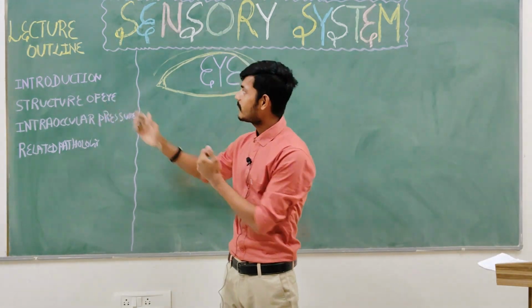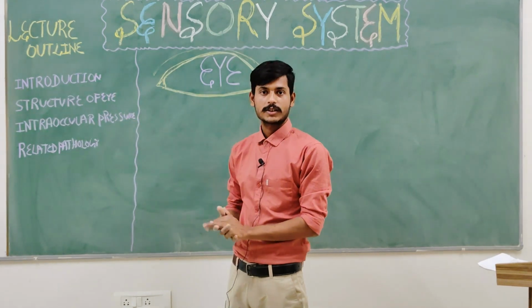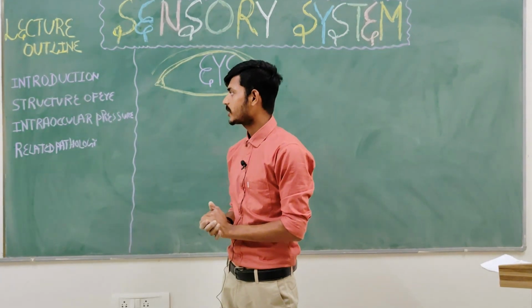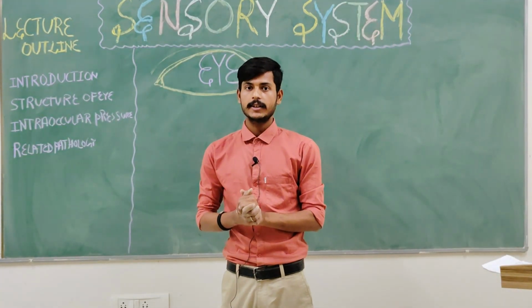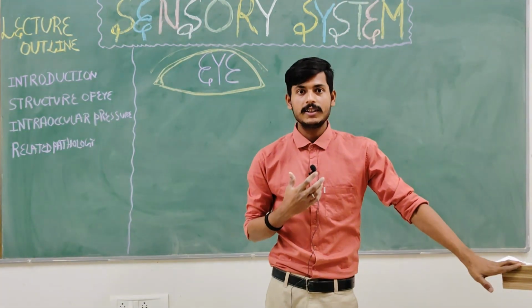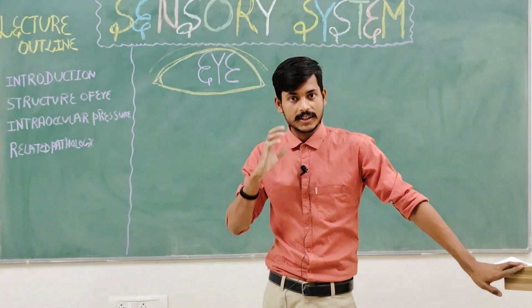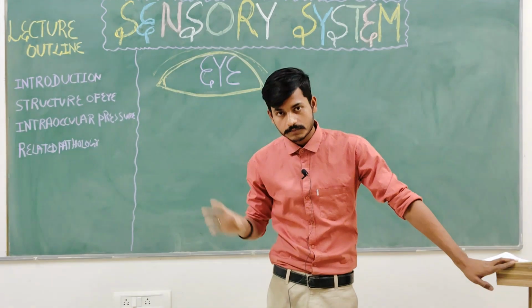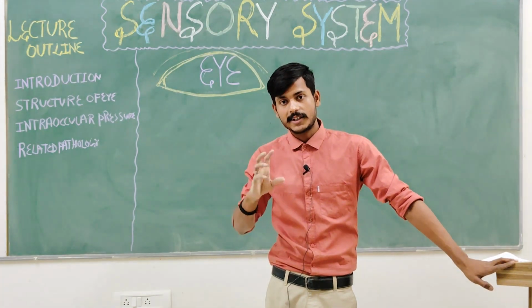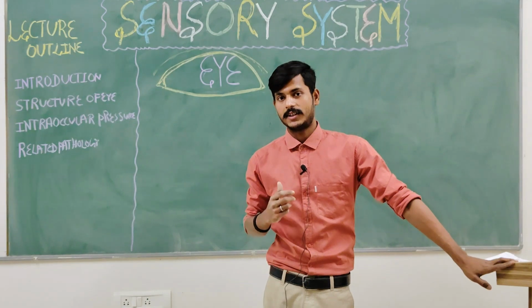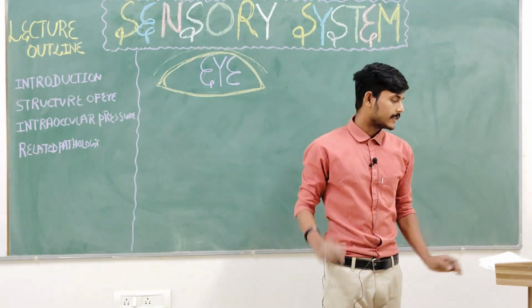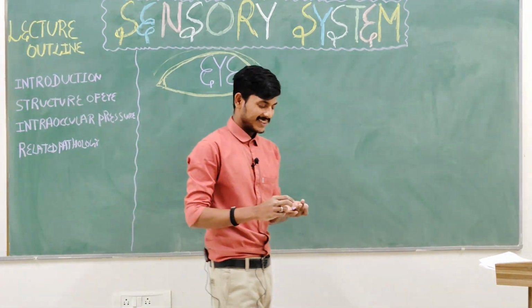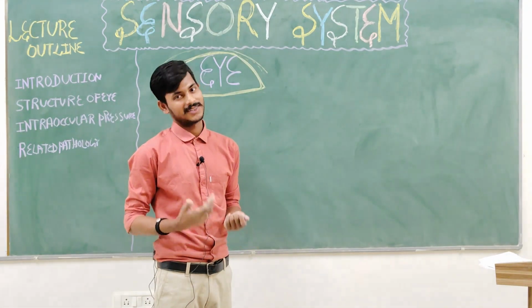So this is our lecture outline for today. First we will go with the introduction of the eye, then the structure of the eye, then the intraocular pressure and related pathologies. I feel that when you are studying the normal structures, if you touch the related pathology at that very moment, it becomes quite easier to understand. So, about the eye: the world appears colorful just because of the eye.